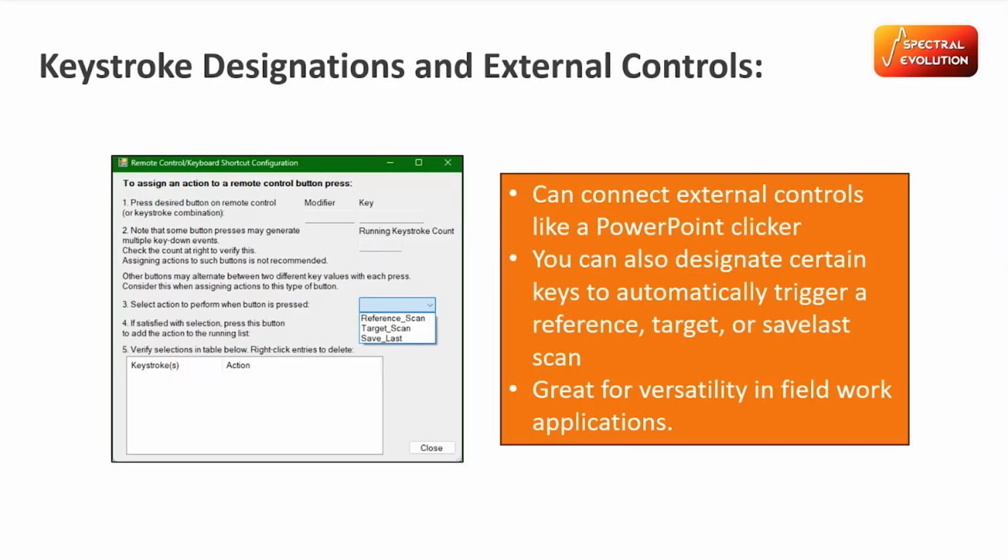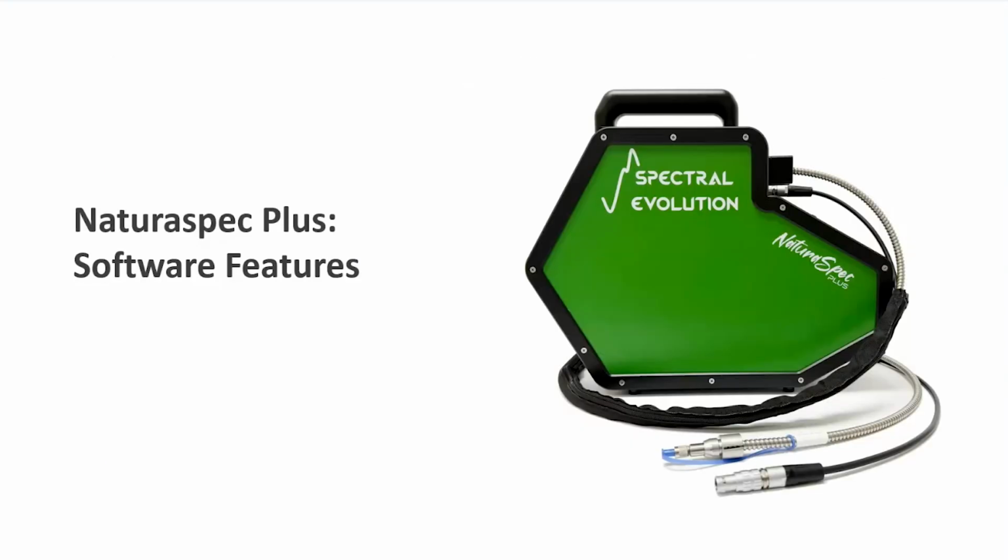Another useful tool, these are in the tools on the top drop-down menus of the DARWin software, is a remote control keyboard shortcut configuration. So this is where you can connect something like a PowerPoint clicker. You can designate certain tools to do certain actions. So you'll be able to designate or use a PowerPoint clicker or a keystroke to take a reference scan, a target scan, and then save your last scan as the three options for these keystroke bindings. So that's something that's very useful if you're controlling the instrument remotely.